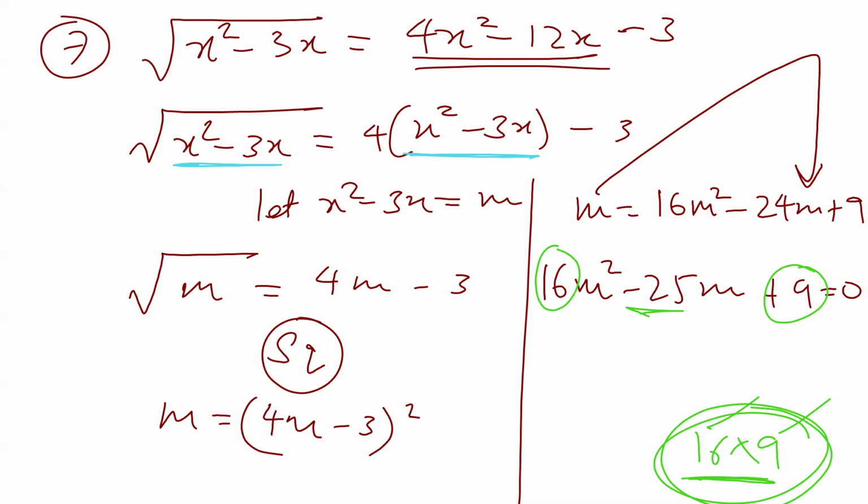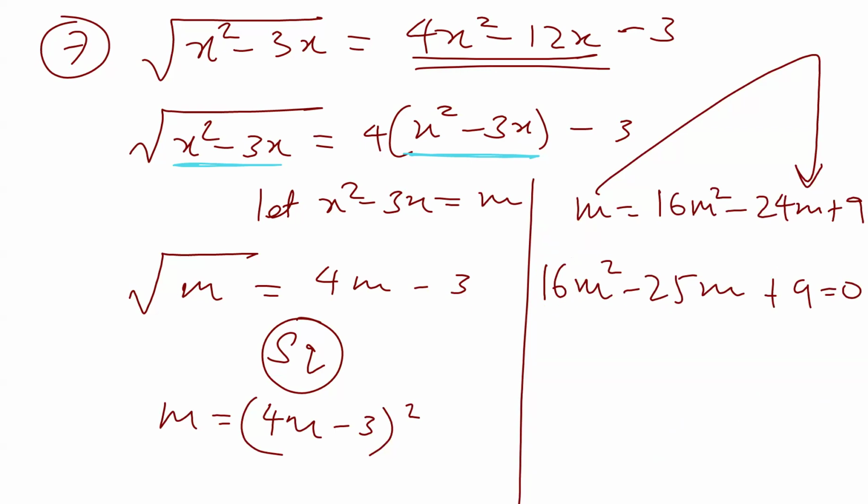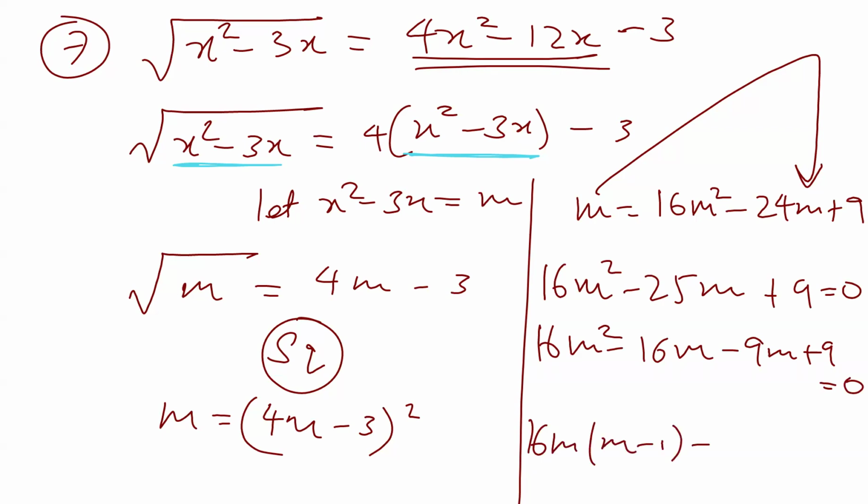So the factors are, what are the factors? Come on, tell me. I have given you the explanation behind this. Is it plus 16 plus 9 or minus 16 minus 9? Correct. So 16m square minus 16m minus 9m plus 9 equal to 0. 16m into m minus 1 minus 9 into m minus 1 equal to 0. Just copy this.